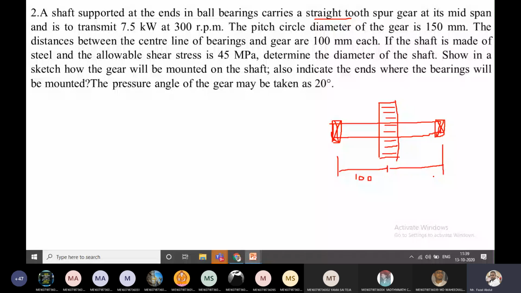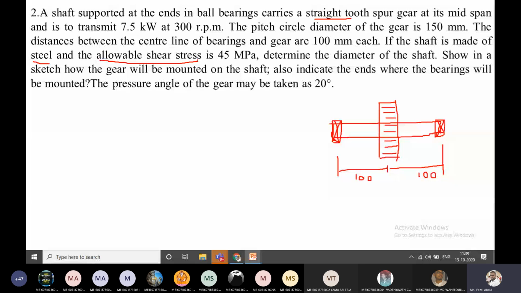See here, allowable shear stress. The shear stress value is given directly in the question: 45 megapascal. Determine the diameter of the shaft. Now show in a sketch how the gear will be mounted on the shaft, as we have shown here on the screen, and also indicate the ends where the bearings will be mounted. So these are the bearings I have shown here.